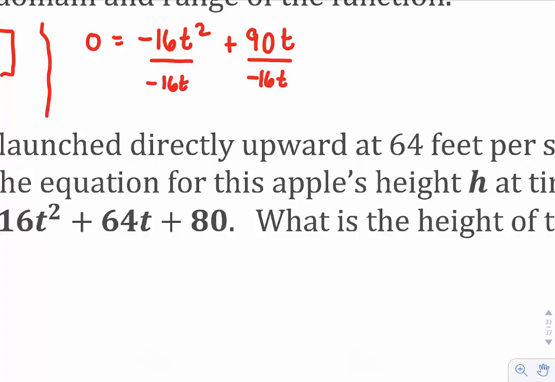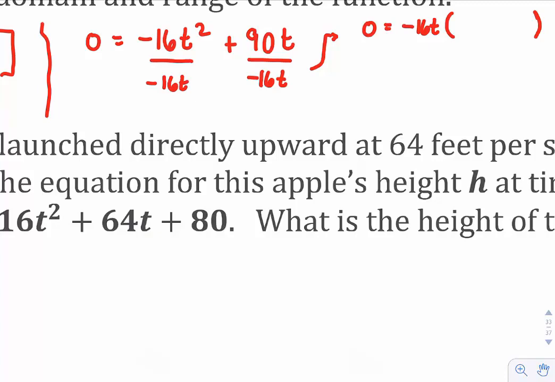I really only need to pull out the t, but you'll see it doesn't really matter. So I'm going to go 0 equals, I'm going to have negative 16t out front. And again, as I said, answers on these application problems don't typically work out to be pretty numbers, so don't freak out if you get a decimal here.